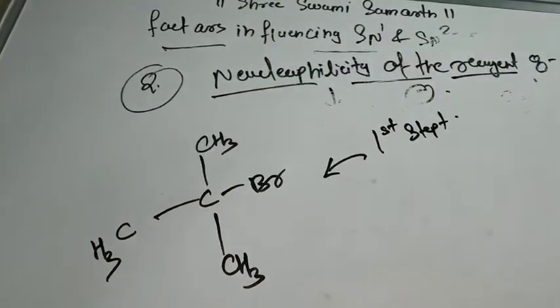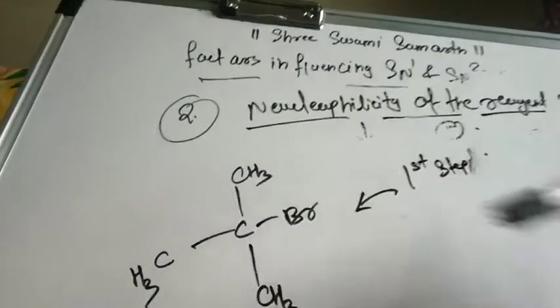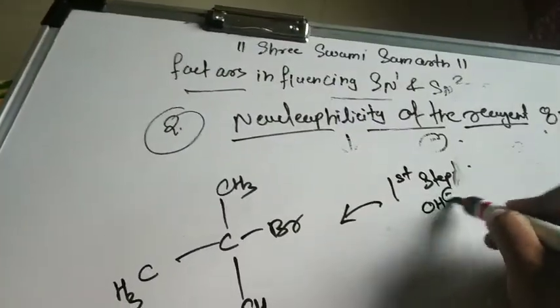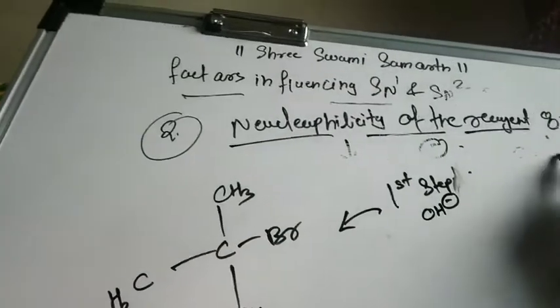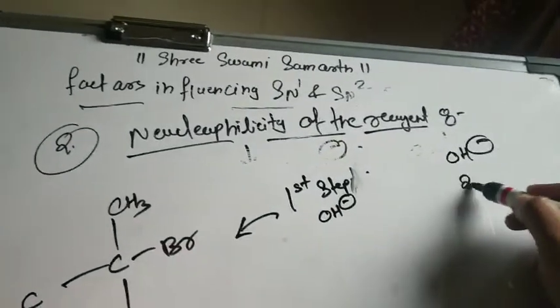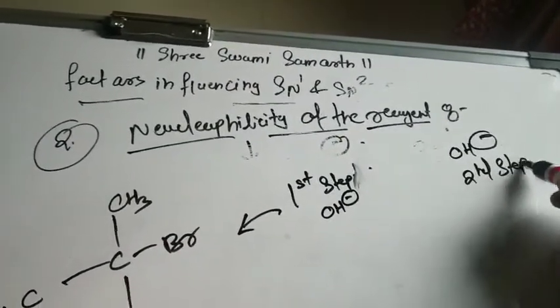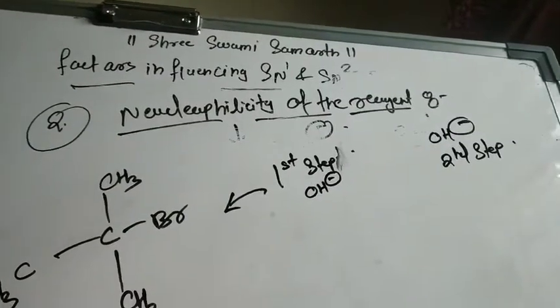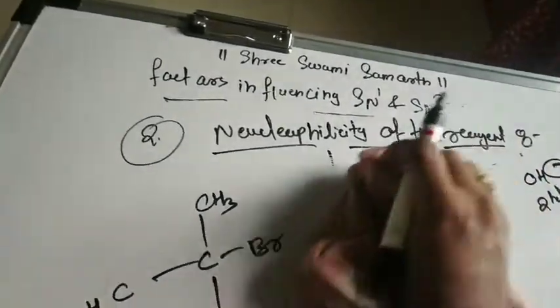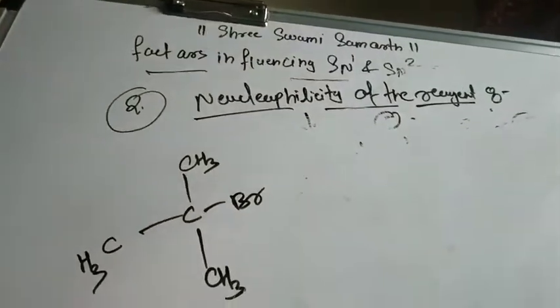There is no role of a nucleophile in the first step, right? That means OH minus will not attack in the first step. OH minus will attack in the second step. The role of the nucleophile is only in the second step, right? How? Let's see the reaction. See what happens in the first step.